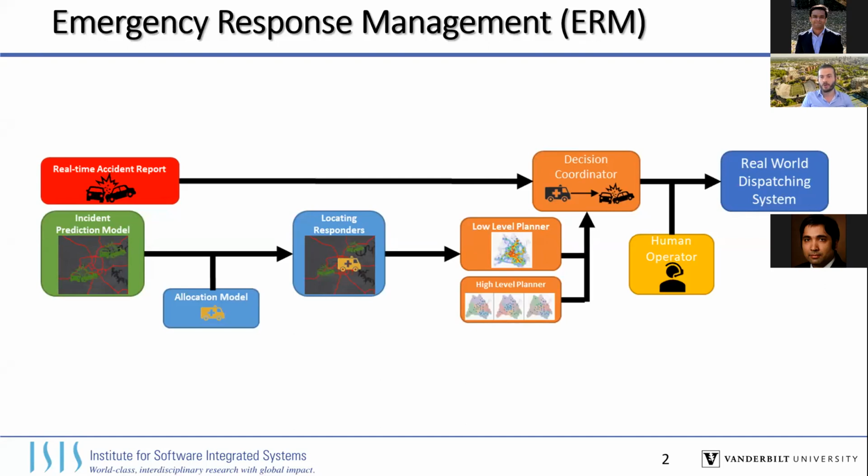Emergency response management, ERM, has multiple components. In general, an accident happens, then it is reported usually through a 911 call. Then a human operator dispatches a unit to that incident. However, other components can be employed to improve the process. And please keep in mind, the main goal is we want to be on the scene as fast as possible. In a life-threatening situation, minutes or even seconds matter.